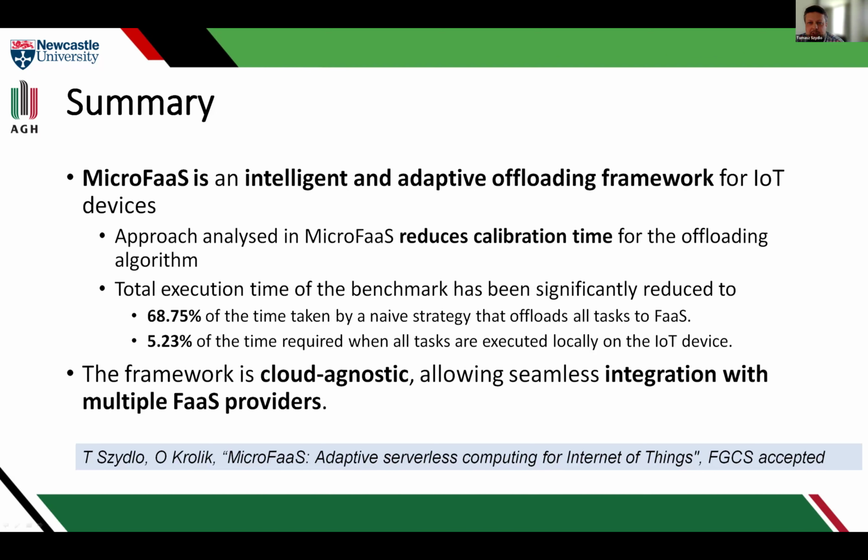even under network degradation. In the experiments, the execution time of benchmarks has been significantly reduced to 68% of the time taken by a naive strategy that offloads all of the tasks to FaaS, and to 5% of the time required when all tasks are executed locally on the IoT device. Simply speaking, because the IoT device was quite slow for running the benchmarks for a long time.